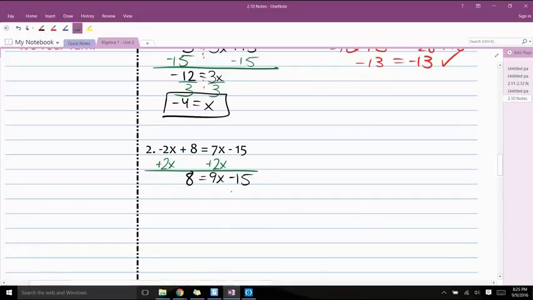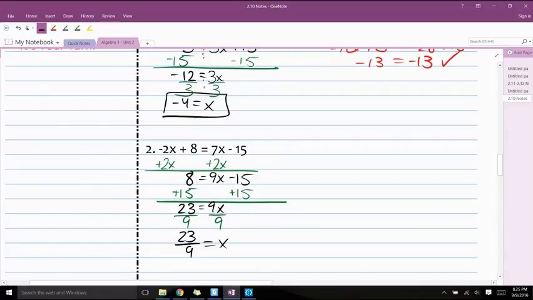Get the numbers on one side. So I add 15 on the right, which means I add 15 on the left. So we now have 23 equals 9x. I want to find out what this 1x is. I'm multiplying by 9, so I undo it by dividing each side by 9. And we get 23 over 9 equals x.